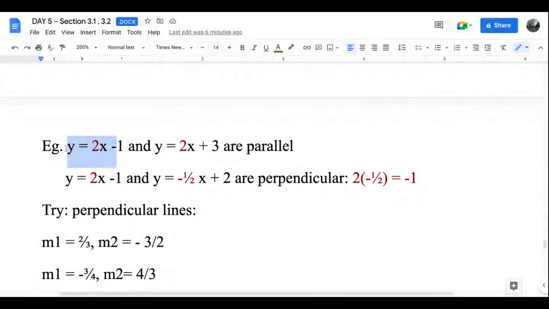Let's see these two: y equals 2x minus 1 and y equals 2x plus 3. Those two lines are parallel because the slopes are the same. Now let's see these two lines: y equals 2x minus 1 and y equals negative half x plus 2. What's 2 times negative half? It's negative 1. So those two lines are perpendicular.